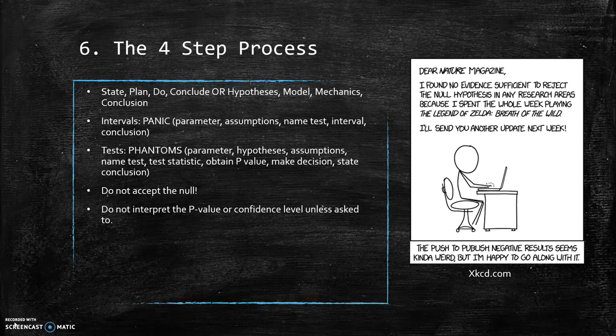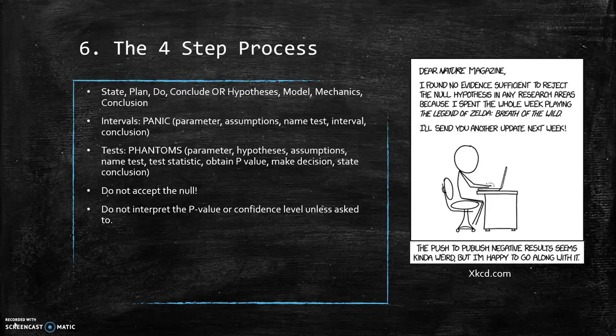When you're writing the conclusion, remember not to accept the null. You either reject the null or you fail to reject the null, and then you want to interpret that in context. When you're interpreting, though, you do not want to interpret the p-value or the confidence level unless you're asked specifically to do that. Interpreting the p-value is when you explain that the p-value stands for the probability of the sample statistic occurring given that the null is true.